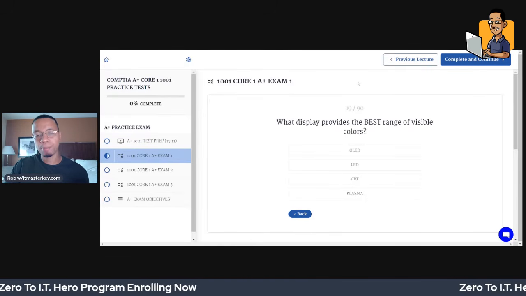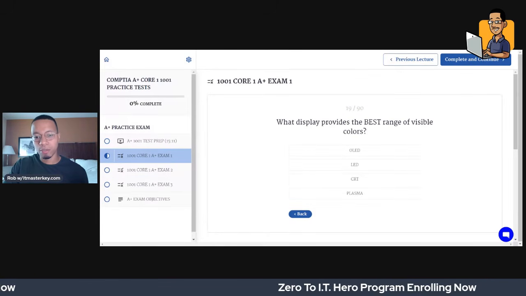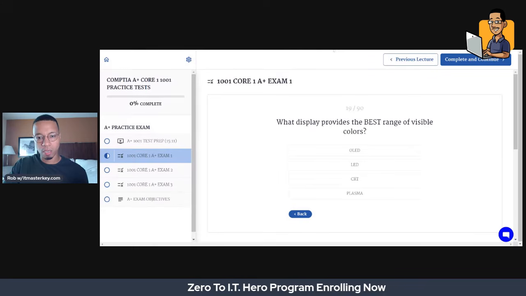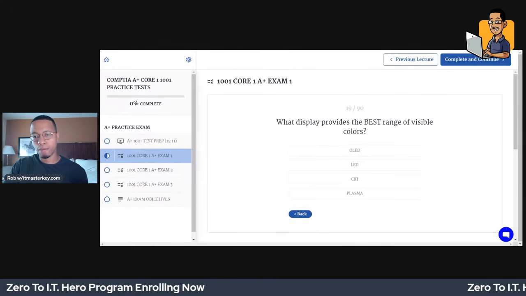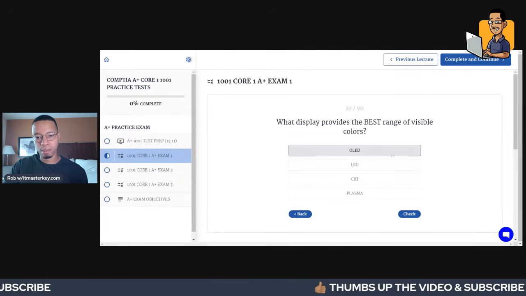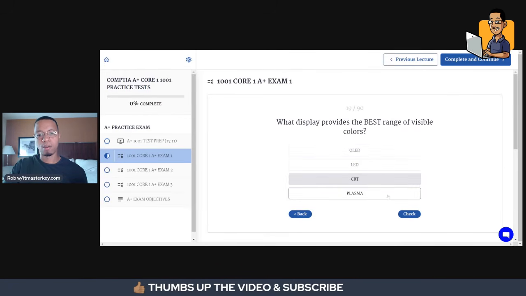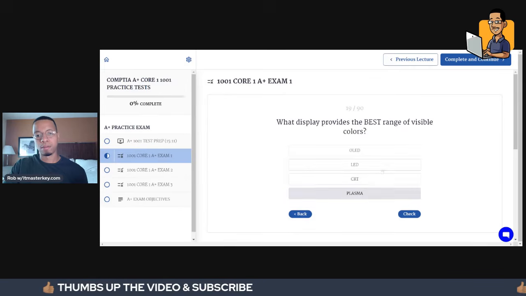So what display provides the best range of visible colors? Visible colors. Which one of those provides the best range of visible colors? Do we think it's OLED, LED, CRT, or plasma?